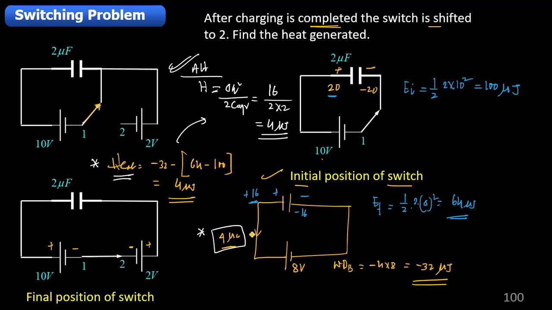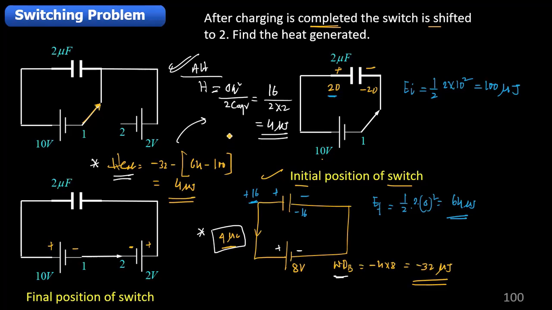Okay. So here the charge is coming to the positive plate and then going to the negative plate. So positive plate charge is coming means energy is being reduced on the charge. Energy of charge is being reduced. So energy of charge reduced means work done by the battery is negative. So minus 32. Okay. So accordingly you have to calculate this. So answer is 4 microjoule.